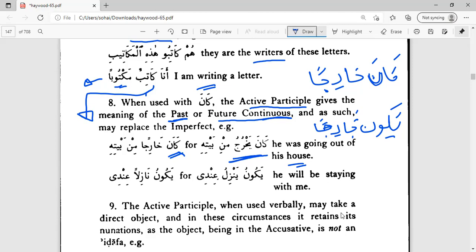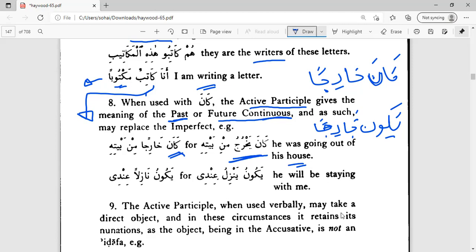When you use kana with the active participle, like we mentioned before, this kharijan here is being used as a verbal force. Kana means he was, kharijan going out. He was going out. Does it make sense? Or it could be he went out. Kana kharijan, he was going out, because it's a verbal force, min baytihi.